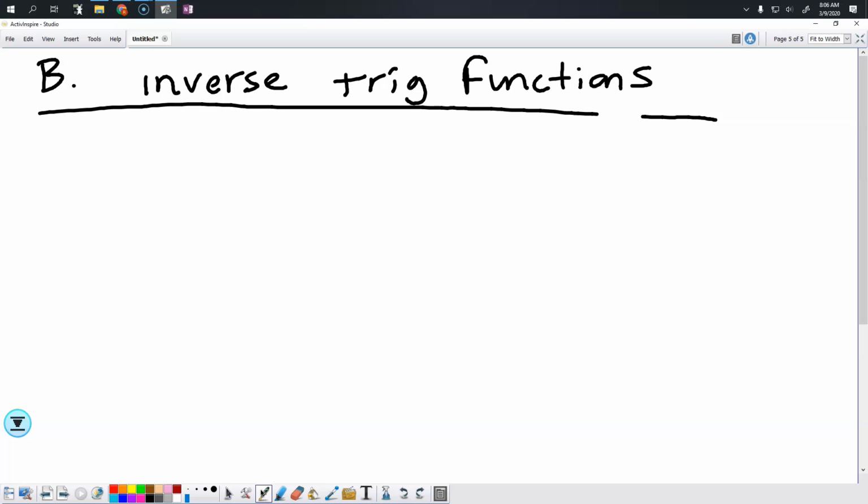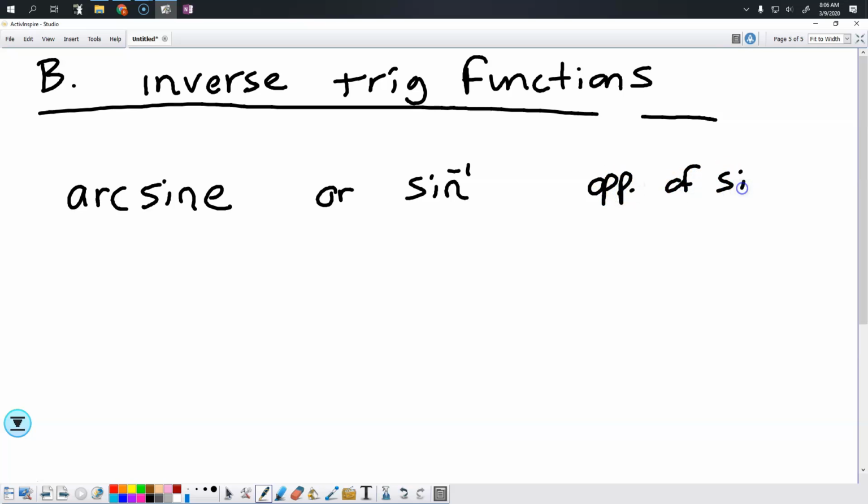All right, so let's go ahead and take some notes then on inverse trig ratios. So, the first one is called arc sine. It's also written like this. Okay, and it's the opposite of sine. We're going to come back to these a little bit later and go into a little bit more depth on these, but for now, this is good enough.